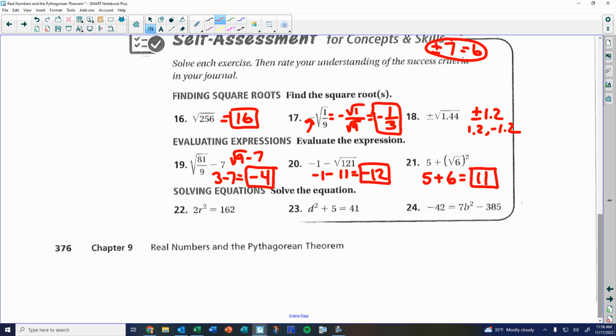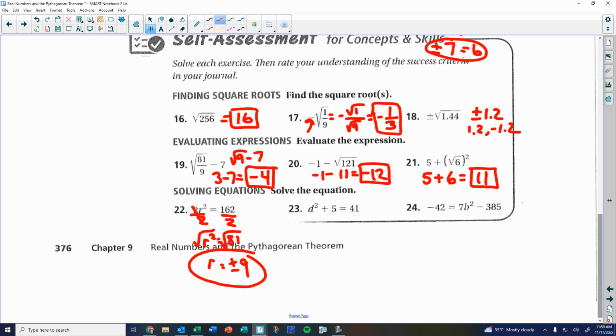All right, now, equations. I have a number out in front of the R, I have to get rid of that first, right? That's multiplication, so we have to divide both sides by 2 first. And I'm left with R squared, because this is 1, and 162 divided by 2 is 81. So to get R squared to R, because that's our goal, we have to square root both sides. The square root of R squared is R, because R times R is R squared. What's the square root of 81? Not just 9, plus or minus 9.